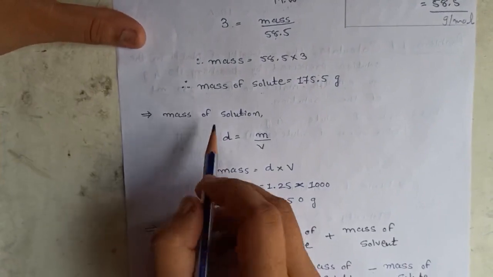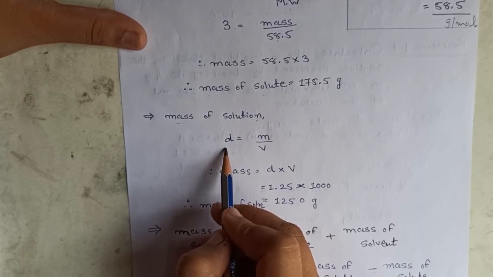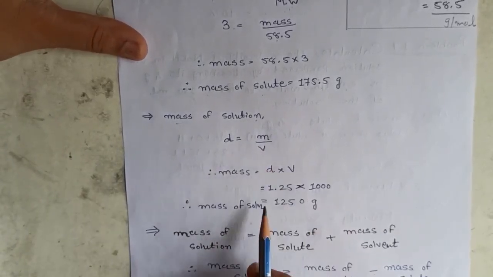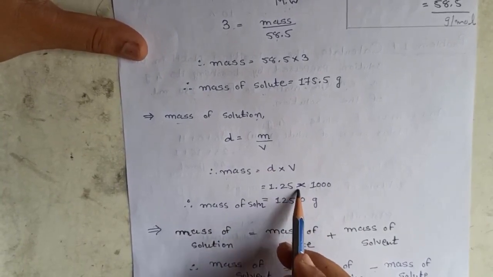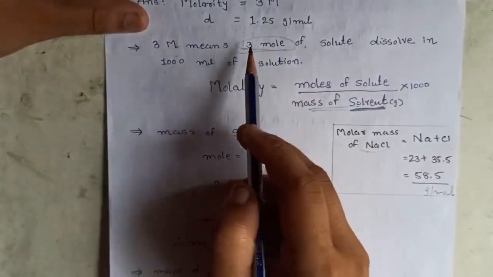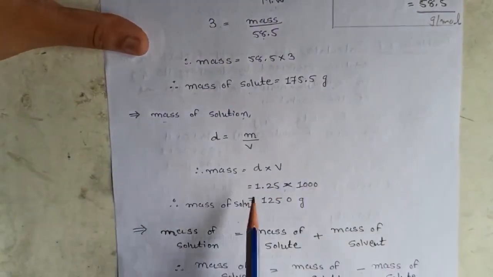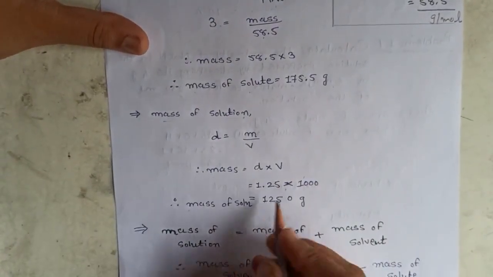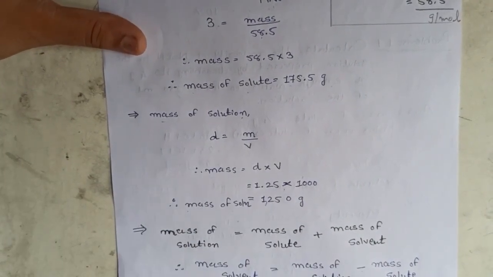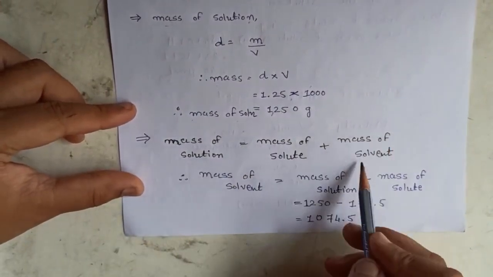Now we can also find a mass of solution, because density of solution is given and density is equal to mass by volume, right? So mass will be density into volume. Density is given 1.25 and volume for the solution is 1000 ml, right? From this sentence we can say that volume of solution is 1000 ml. So replace that terms and you will get the mass of solution is equal to 1250 gram, right?